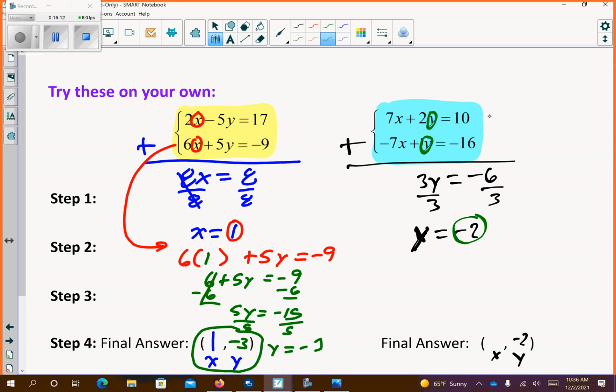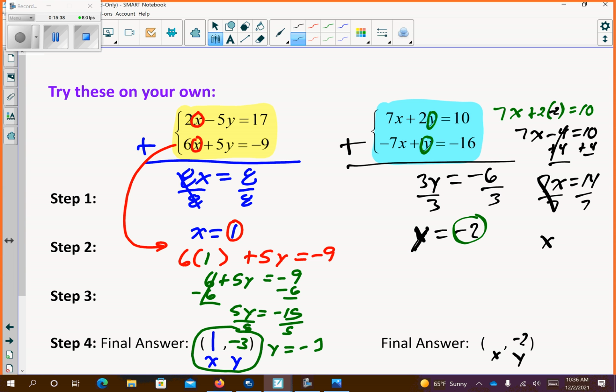There's no other sign. So I have 7x plus 2 parentheses equals 10. What's going to go in that parentheses, friends? -2. Cool. Do the math. 7x, 2 times -2 is -4 equals 10. Add 4 to both sides. Those cancel. Divide by 7. X equals 2.